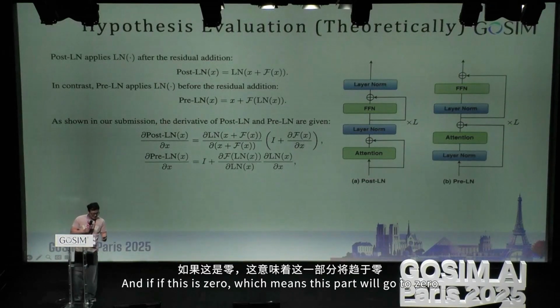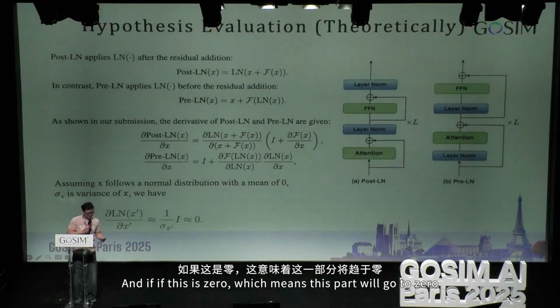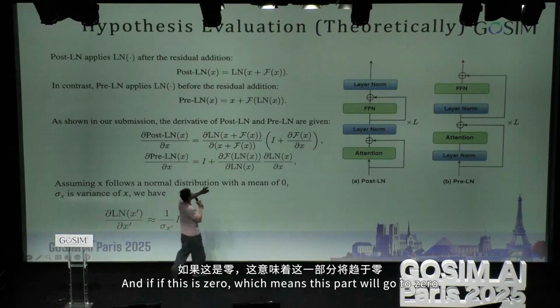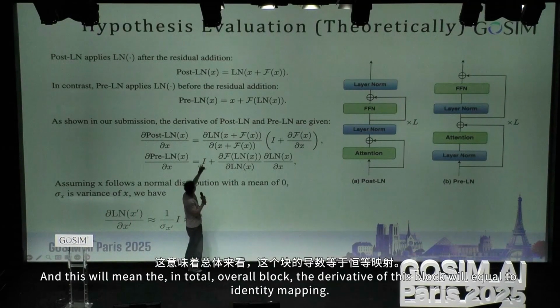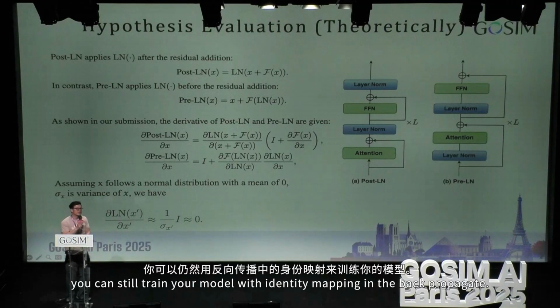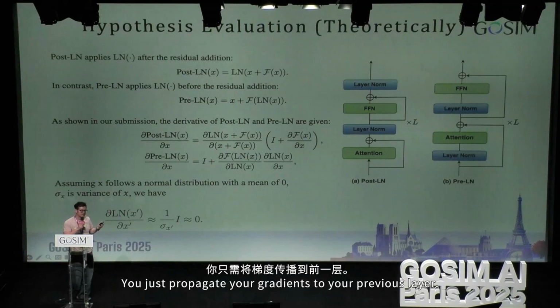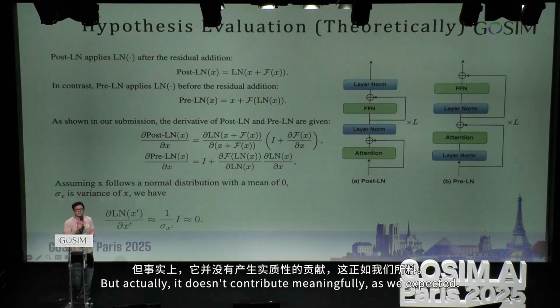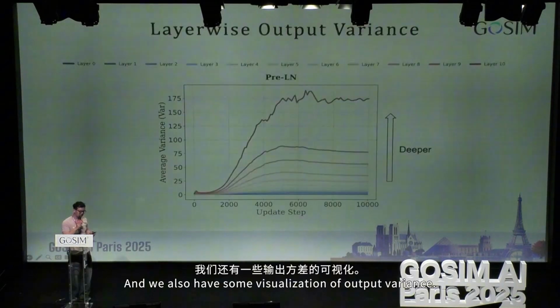And if this is 0, this part will go to 0. And this means in total, the overall derivative of this block will equal identity mapping. For identity mapping, the benefit is you can still train your model with identity mapping in the backpropagation. You just propagate your gradients to your previous layer, but actually it doesn't contribute meaningfully as we expected.